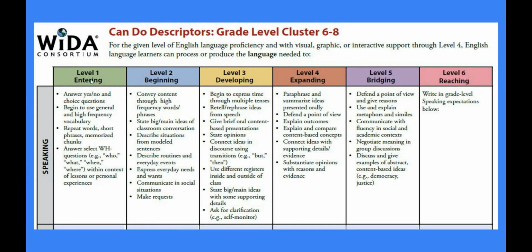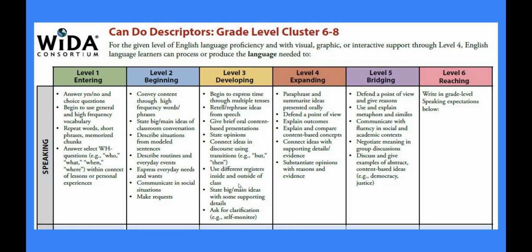For each level, 1 through 6, there is a list of the types of activities that a student can do at that level in the given domain. So for example, at a level 3 in speaking, a student should be able to express time through multiple tenses, so past tense, future tense, conditional tense. They should also be able to retell or rephrase ideas in their own words, give brief oral presentations, state their opinions, connect ideas using transitions like but, then, therefore, etc.